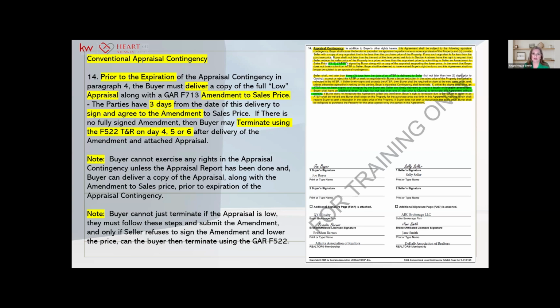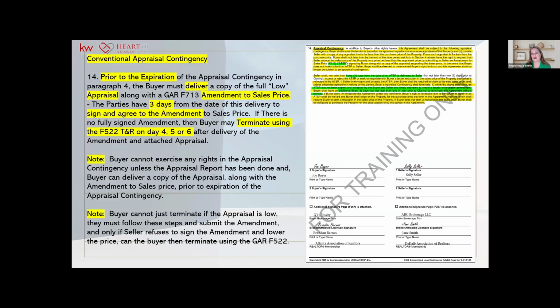And the buyer is required, and this has been this way for 20 years. I want to say close to 20 years. It was around 2006, 2007 that this language was created. Prior to that, we had appraisal contingencies that basically said if it appraises, it's contingent upon it appraising at this sales price, and if it appraises low, the buyer can terminate.